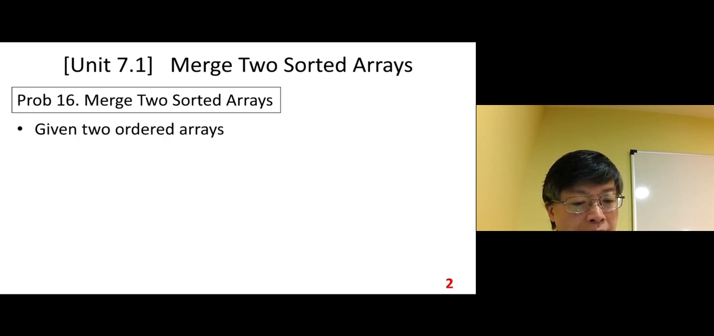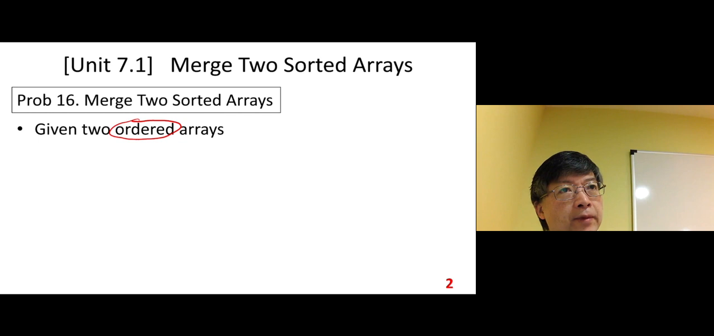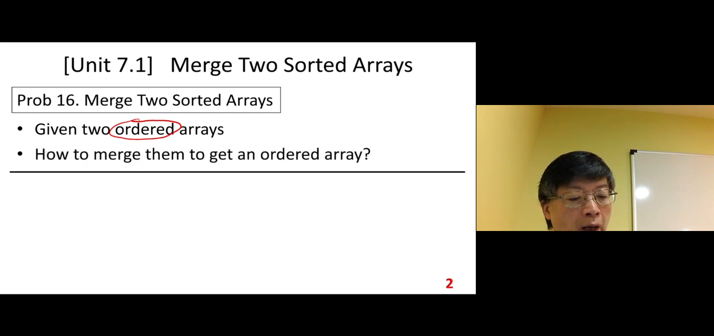Given two ordered arrays, both ordered. So this information is important. How to merge them to get an ordered array. So this array should contain the elements from these two smaller arrays.